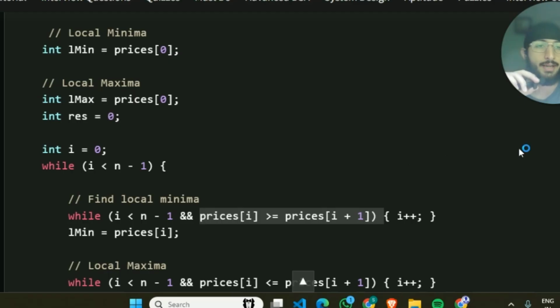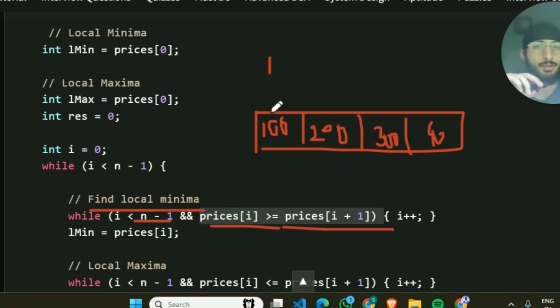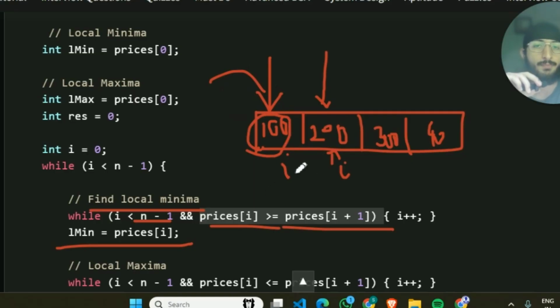What does this mean? Let us draw this first. Let us say we have 100, and then we have 200, and then we have 300, and then we have 40. Let us say this is the array given to us. So we have to find the local minima. While I less than n minus 1 and prices of I is greater than or equal to prices of I plus 1. So we check, is prices of the current index greater than or equal to prices of I plus 1? No. So therefore we go on to the next index, we update I. L min is actually prices of I. So L min we set to this, that is this local minimum.